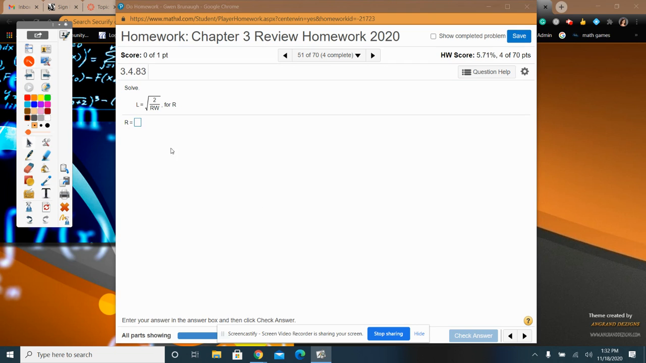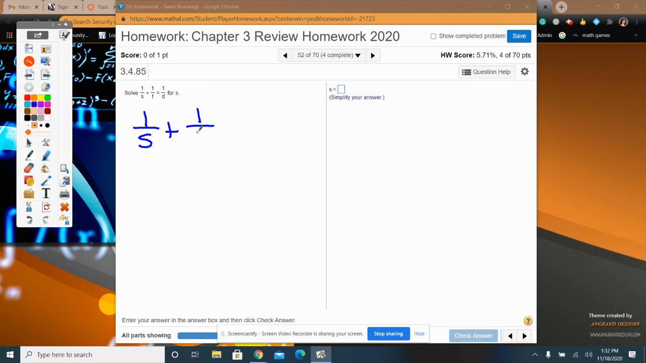This next one might be on the test as well. On this one, you're going to get S by itself, which means we need to get it from the denominator into the top spot. So what you're going to have to do here is clear out those fractions. And we'll do that by multiplying everything by S times T times D, which is, yes, an STD, which is strange.